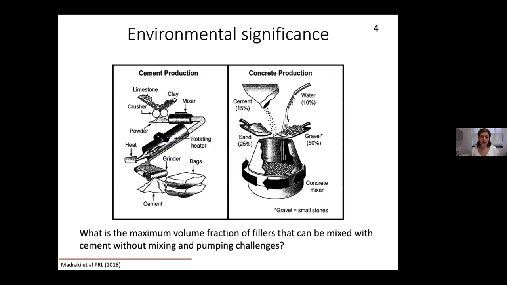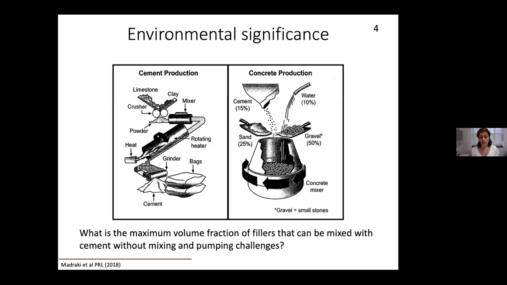Another example is about the concrete industry. As I said, concrete is a non-Newtonian slurry, and the mixture of cement and sand and gravel and water produces concrete. And cement production itself is the source of about 8% of carbon dioxide emission on Earth. So which is bad news.